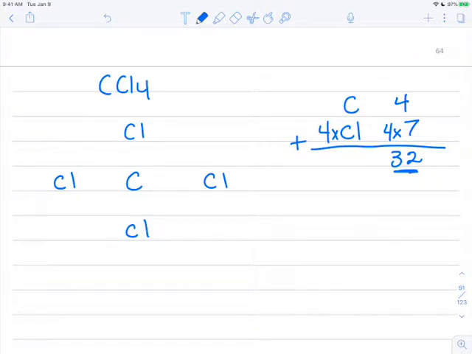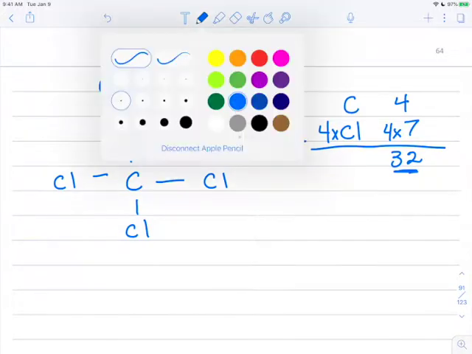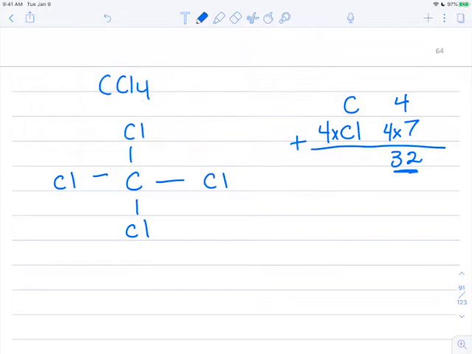I'm going to place chemical bonds: 2, 4, 6, 8 electrons used, because every bond is worth 2 electrons. Now I'm going to go to the outside. We've just used 8, and now I'm going to say 9, 10, 11, 12, 13, 14, 15, 16, 17, 18, 19, 20, 21, 22, 23, 24, 25, 26, 27, 28, 29, 30, 31, 32. All right, so this is the Lewis structure for carbon tetrachloride.